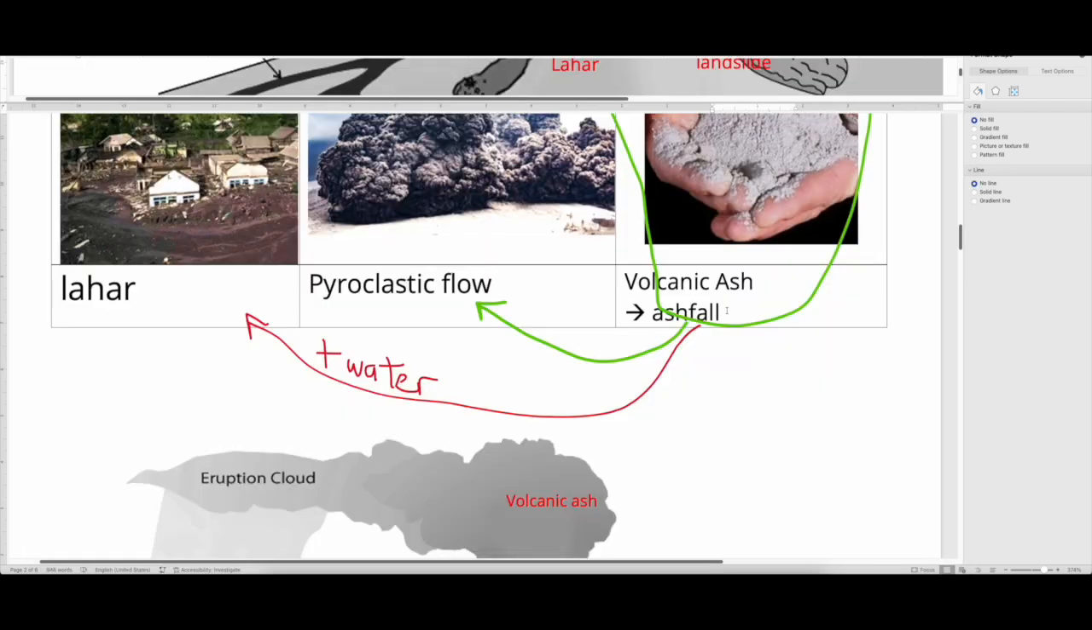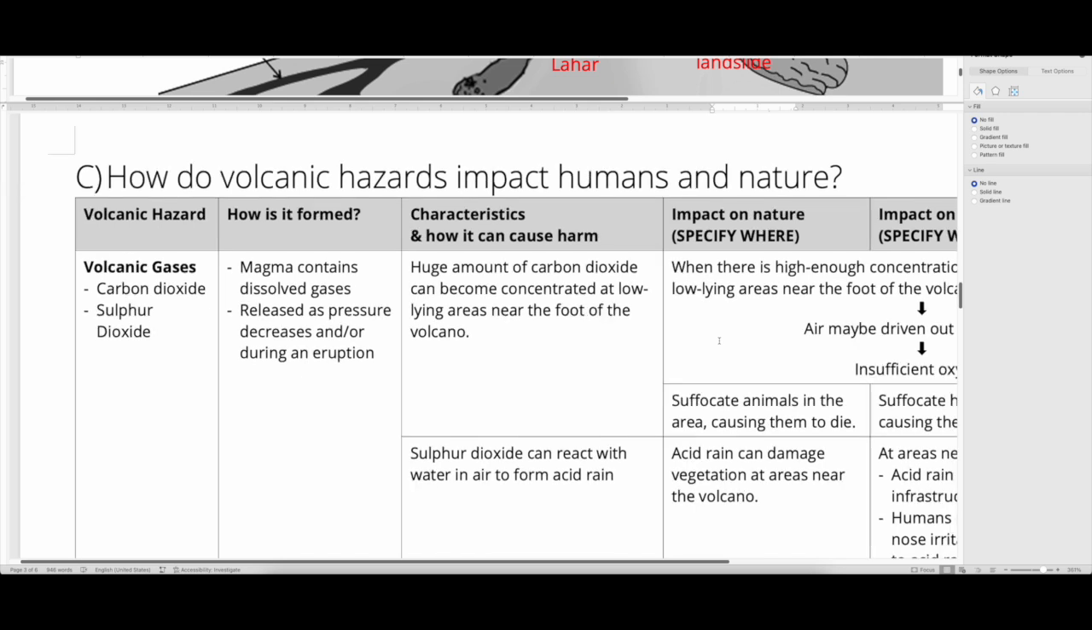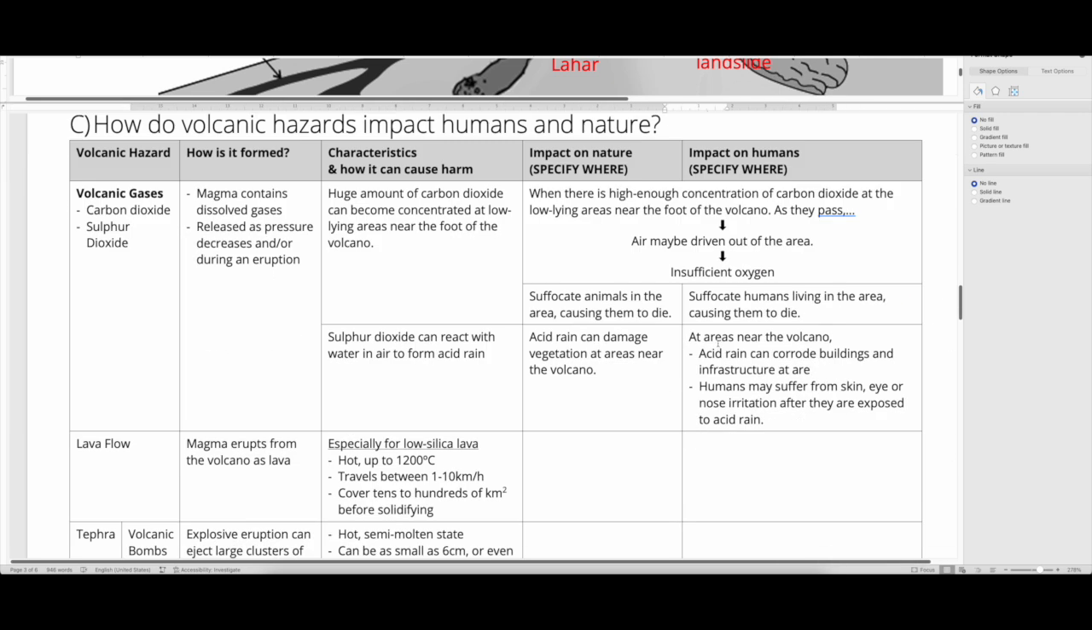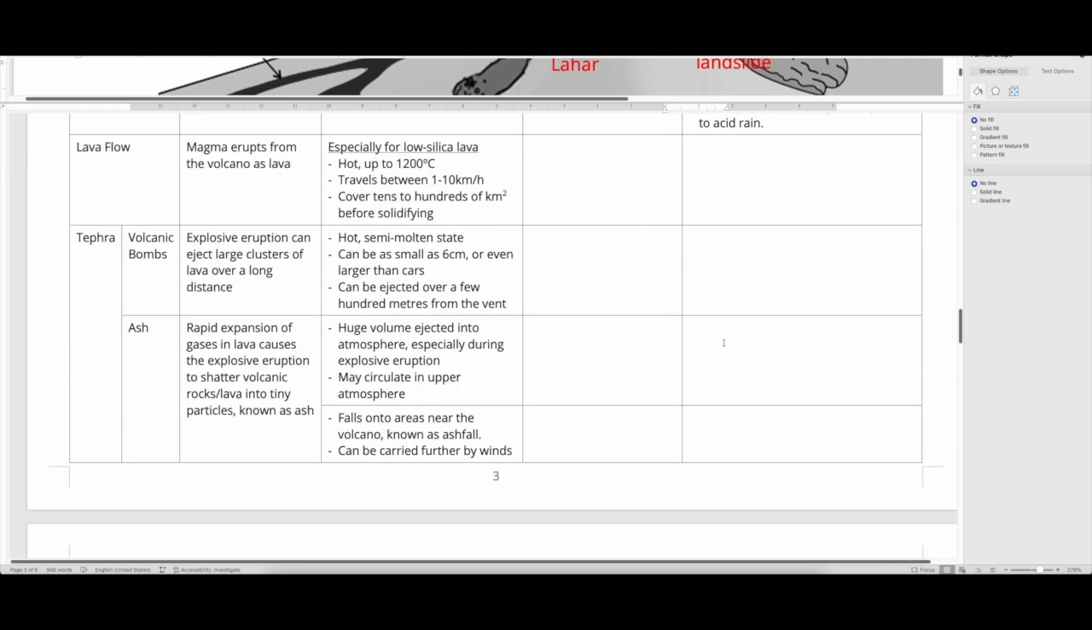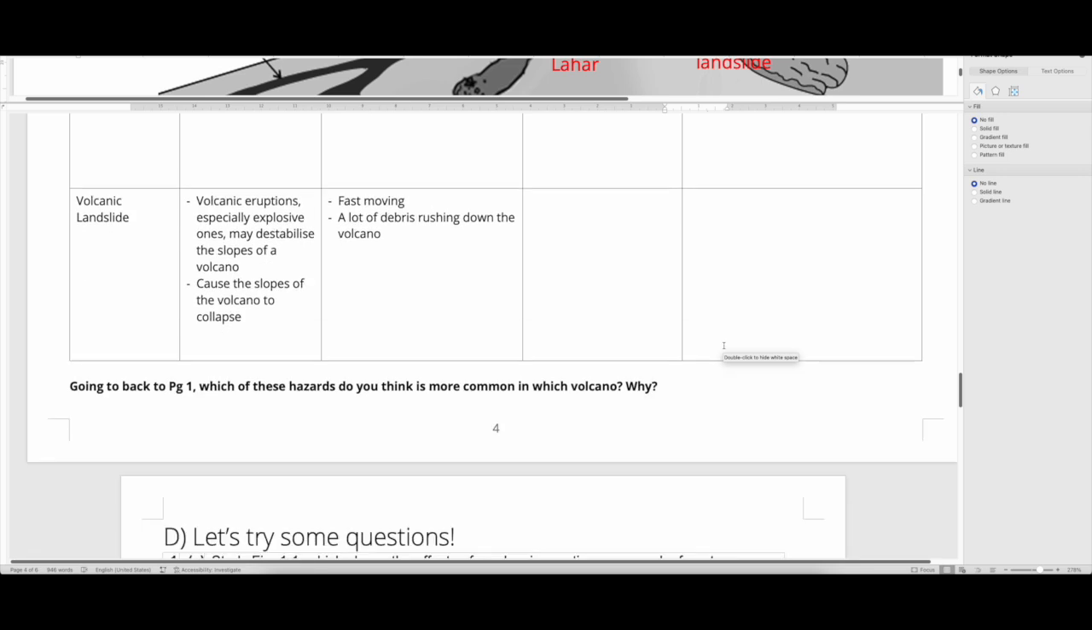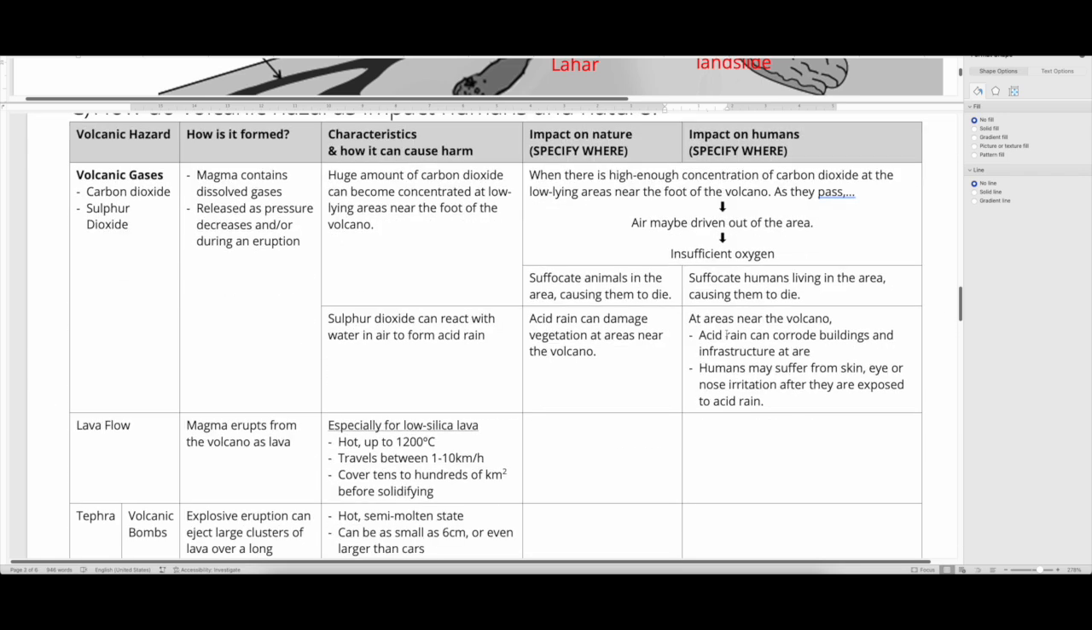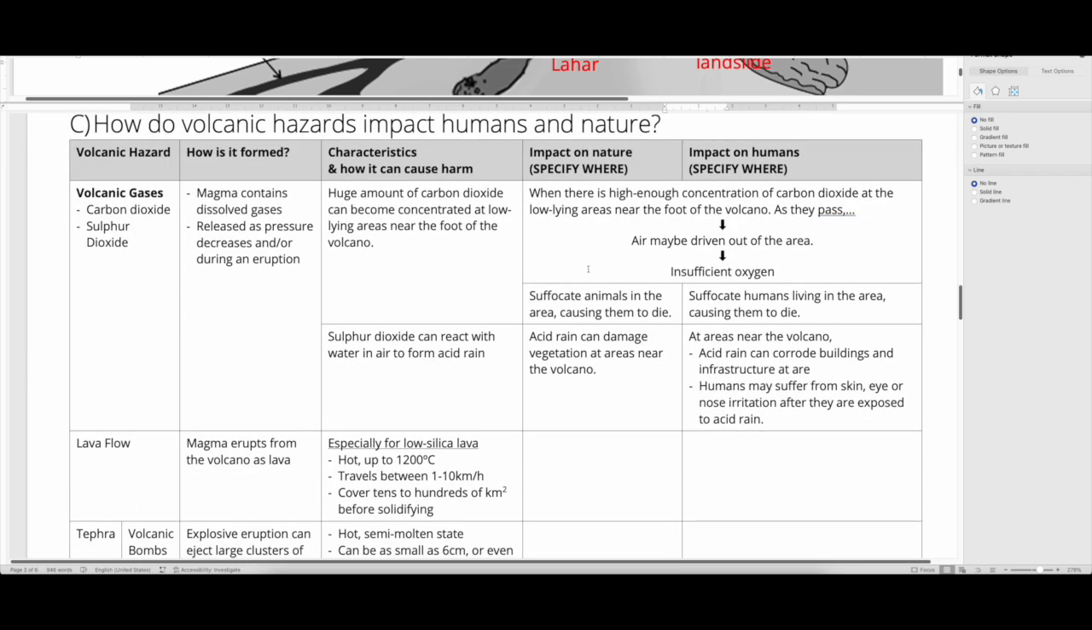Alright, so now that you know these are the different characteristics and effects of the different hazards, can I give you a few minutes to tell me how you think it affects nature? How do you think it affects humans?